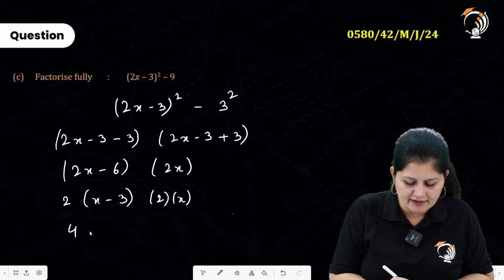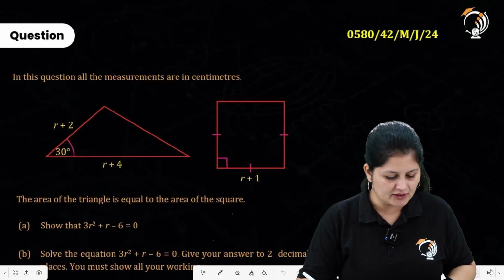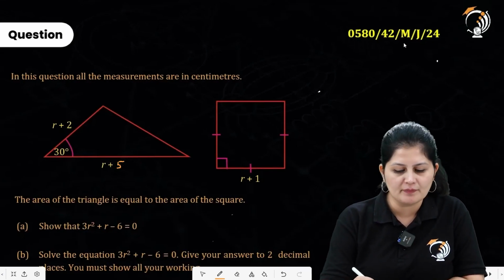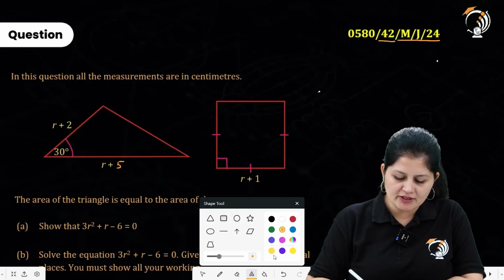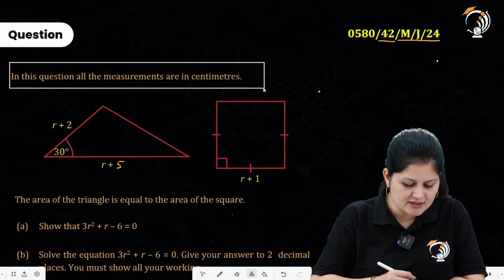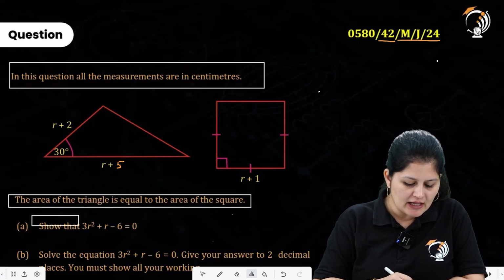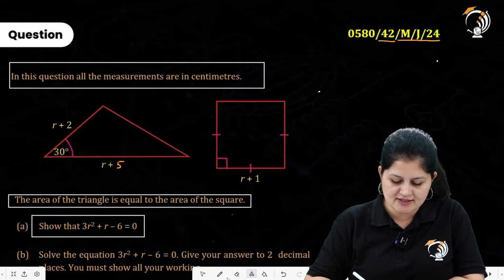So further, we can write it as 4x multiplied with x minus 3. Understood? Moving to the next question here, which is again a previous year question from the paper of May-June 24 from the variant 4-2. The question says that in this question all the measurements are in centimeters. The area of the triangle is equal to the area of the square. Show that 3r square plus r minus 6 is equal to 0.